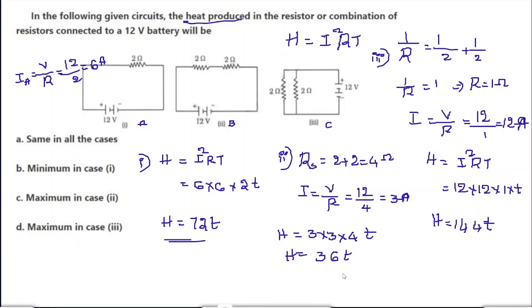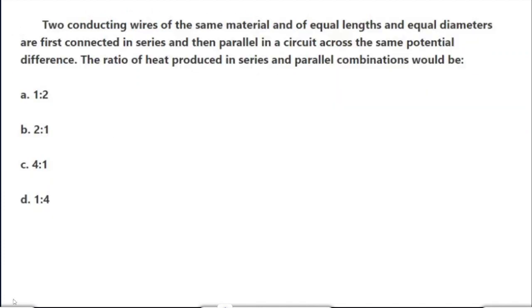Now, if you compare these three values, just see: same in all cases? It is not at all the same. Minimum in the second case? No, that is also not true. Maximum in the second case? Not at all. Maximum is in the third case, so only option D is the right answer. Right? So this is how we can solve this question.